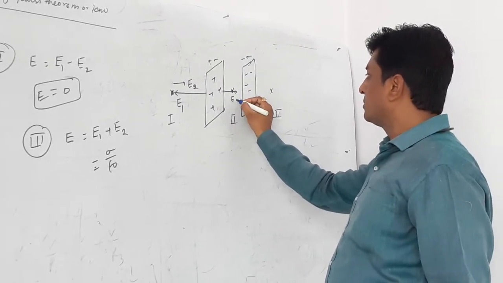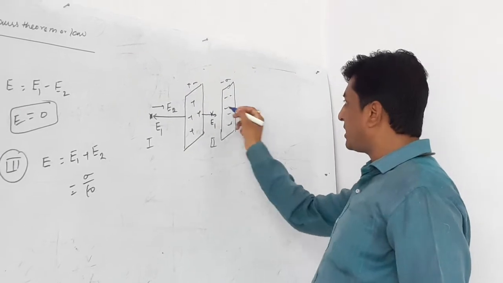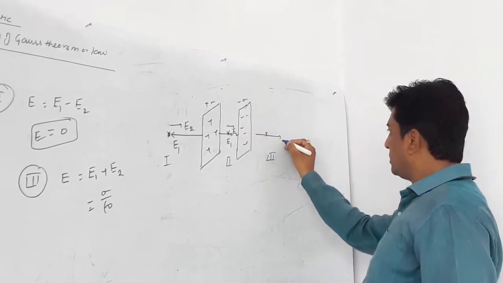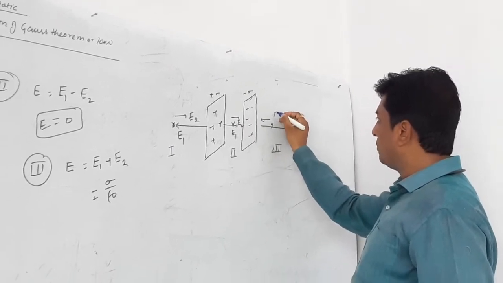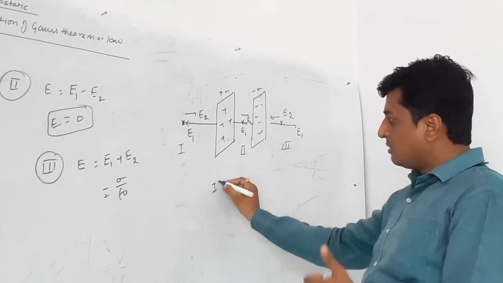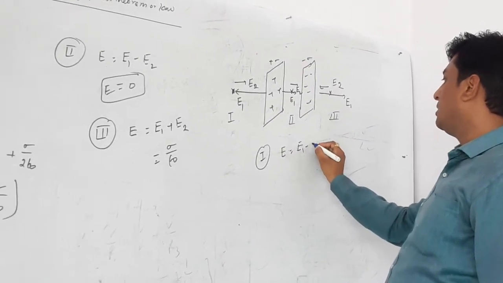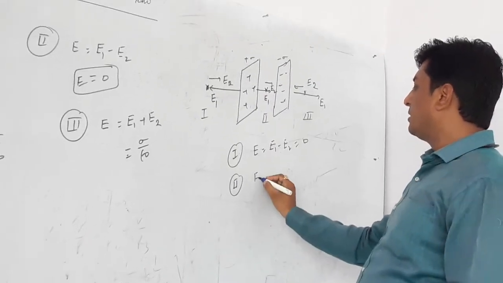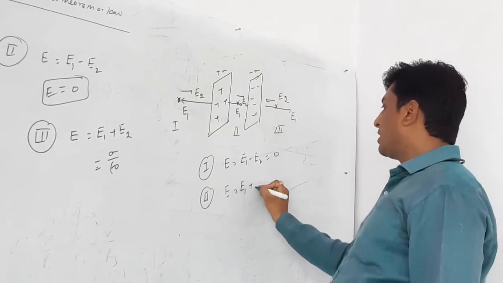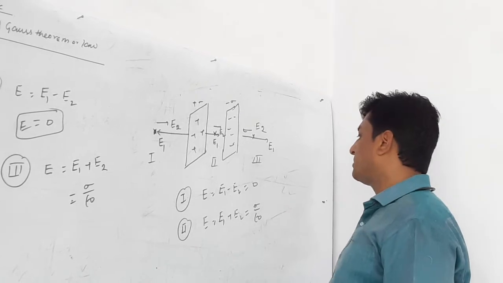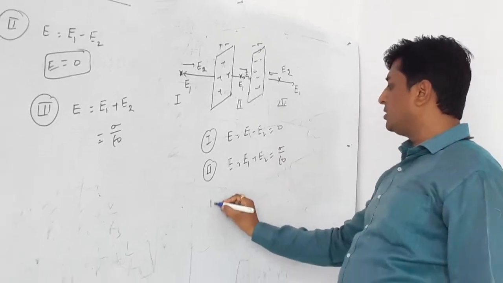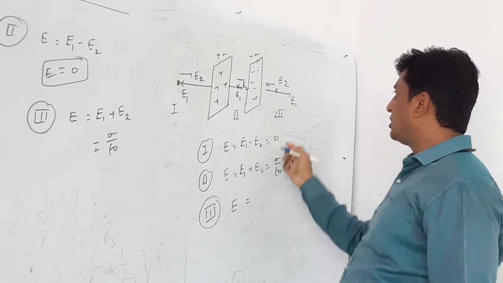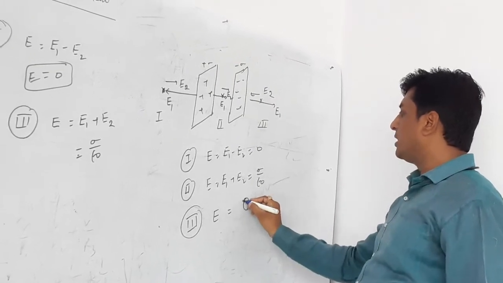For the positive sheet the field is outward, that is E1, and for the negative sheet it will attract inward, E2. For the positive charge outward and for the negative charge inward. This is E2. So for region first, intensity will be E1 minus E2, that is 0. You can see both are in opposite directions. For region second, the intensity is in the same direction, so you can add. So this will come sigma upon epsilon naught. And for region third, what will that be? E1 minus E2, that is 0.